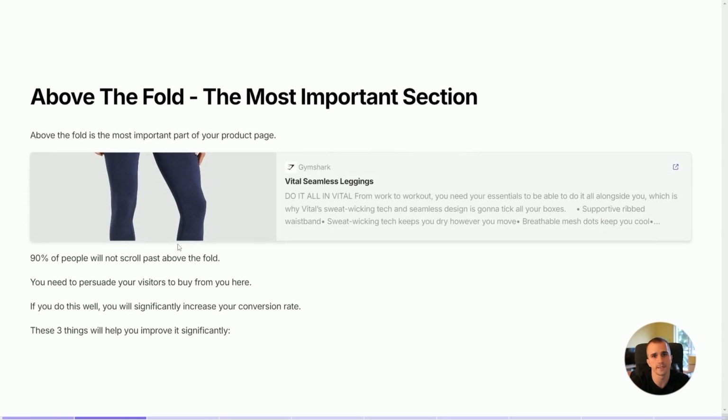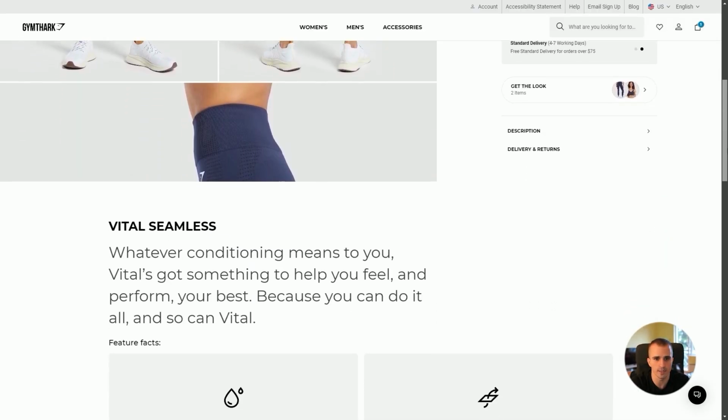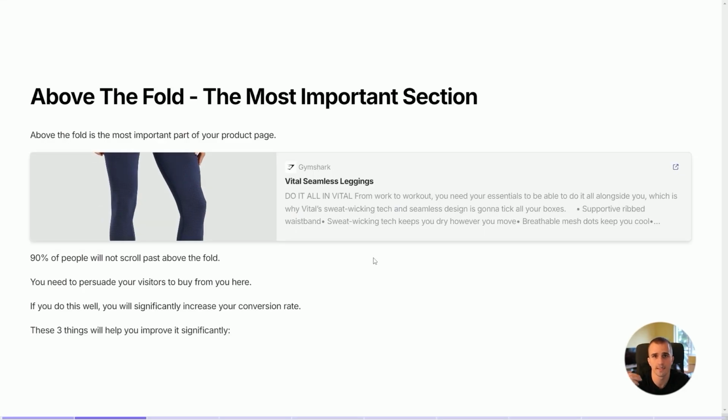All these 3 things that we are going to cover are placed in the above the fold section. This is the most important section of your Shopify store. Above the fold refers to the part of the page that's visible without scrolling. So this here is above the fold. It is what your customers see first when they land on your product page. It's the first impression that you make, and for that reason, you need to optimize it to the fullest.